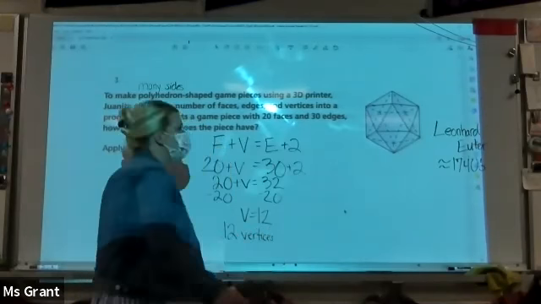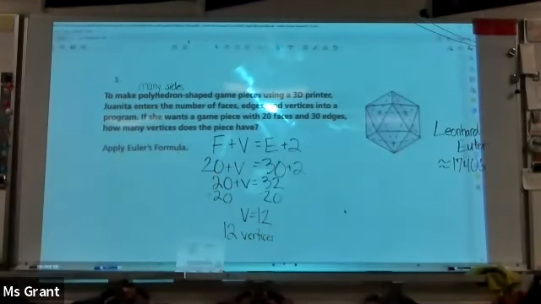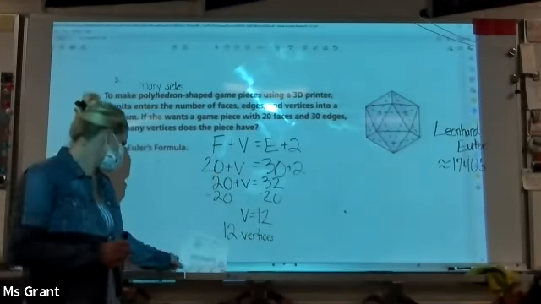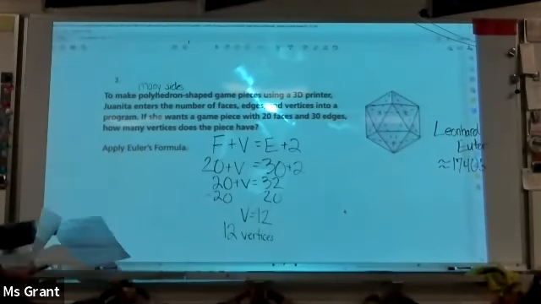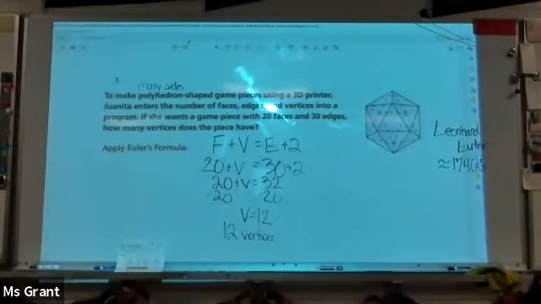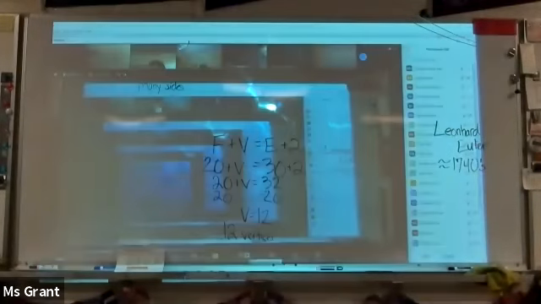And again, this is only used because you don't feel like counting. It's the only time that this is appropriate. Okay, so the relationship between faces and edges and vertices is found using Euler's formula.